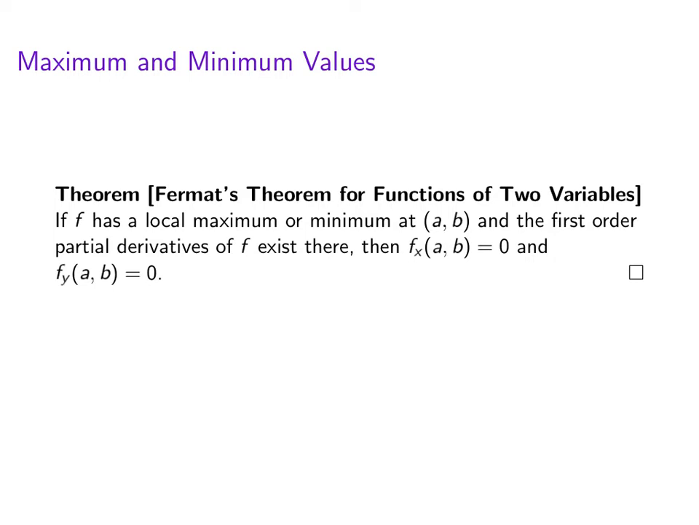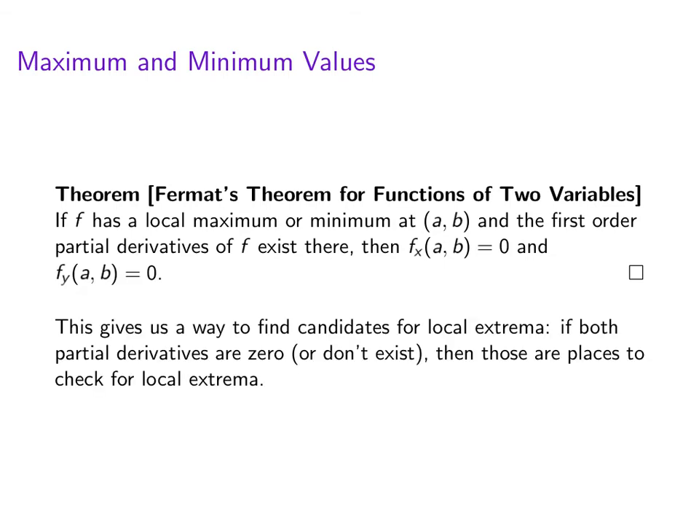Now here's a theorem that we actually mentioned in Calculus 1 in passing. It's called Fermat's theorem. This one is for functions of two variables. If you have a local maximum or minimum value at (a, b) and the first order partial derivatives exist, then those derivatives must be zero, both partial derivatives. Now the important thing about this theorem is it gives us a way to find candidates for local extrema. If both of the partial derivatives are zero, or they happen to not exist, then those are places that we should check for local extrema. These points are called critical points. The same kind of critical points that we ran into in Calculus 1.